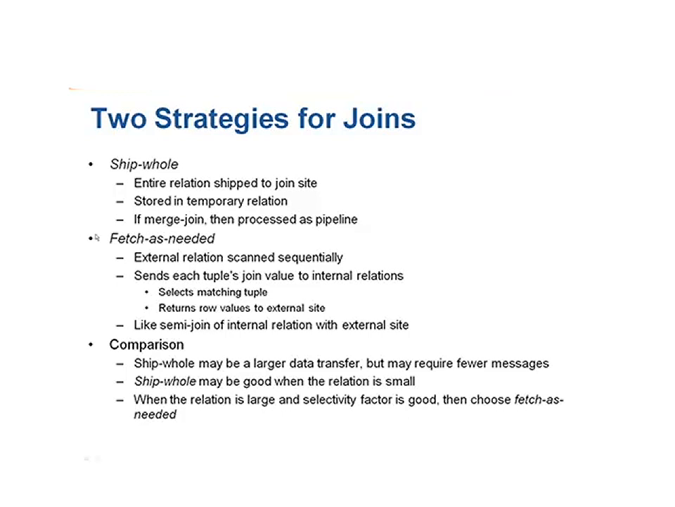In fetch as needed, the external relation is scanned sequentially. It sends each tuple's join value to the internal relation, selects matching tuples, and returns the row values back to the external site. So one row at a time is matched and sent off to the other site. The other site performs the join, just on that row, and sends the result back to the initial table.